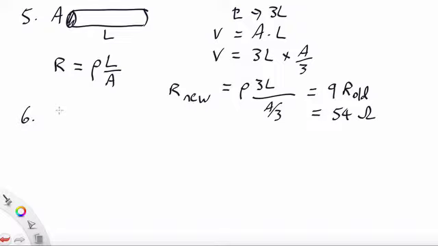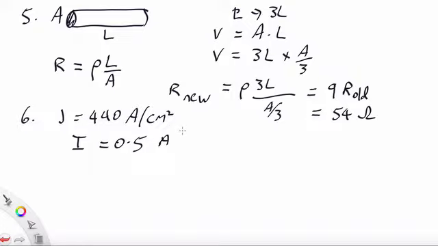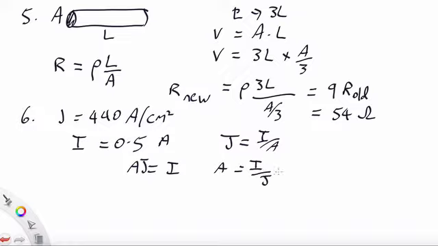Now, number 6, we have a current density of 440 amps per square centimetre, and we want to know what could be the radius of a wire that could safely carry 0.5 amps. So we have current density is just current per unit area. So area times J is current, so area equals I over J, which is the current we can take over the maximum.